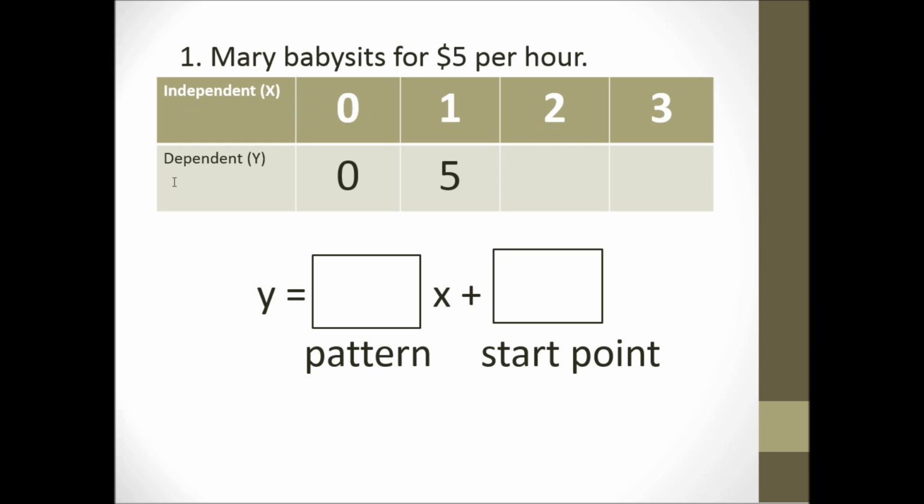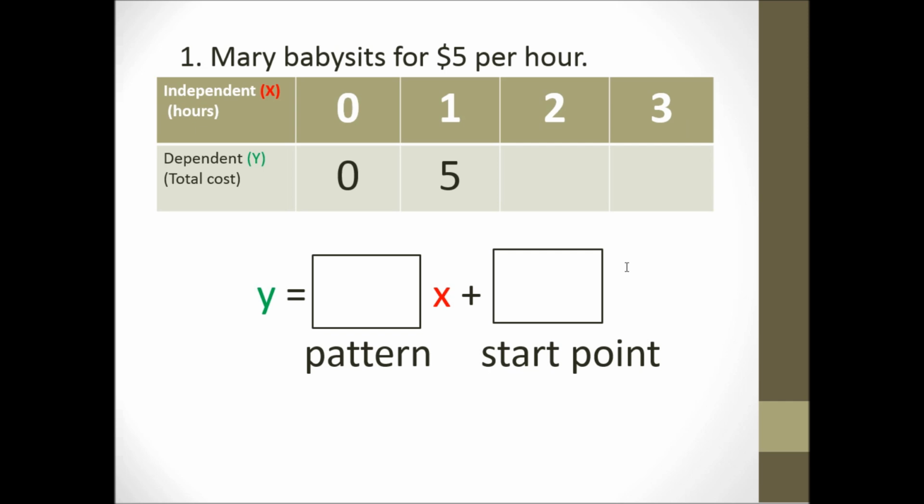Dependent is going to be not $5, but the total cost. So the independent hours is represented here by X, and the dependent Y is represented by the total cost. Well, if Mary babysits for 0 hours, $0. But for 1 hour, $5. For 2 hours, $10. For 3 hours, $15.